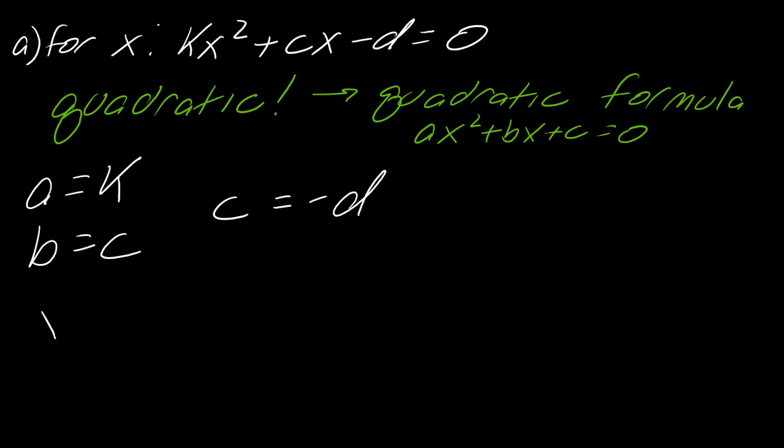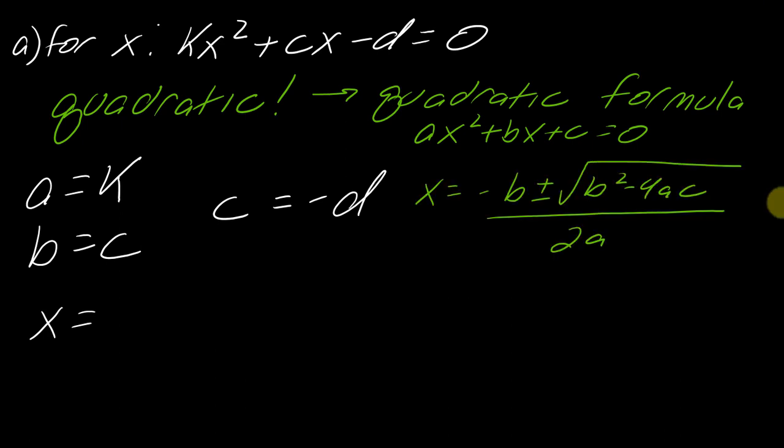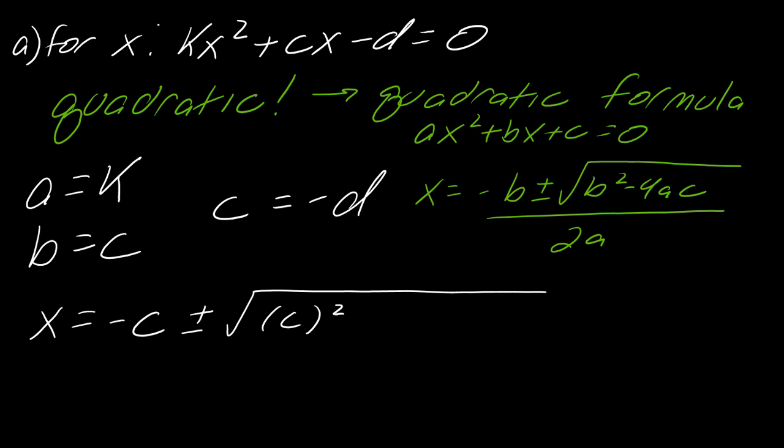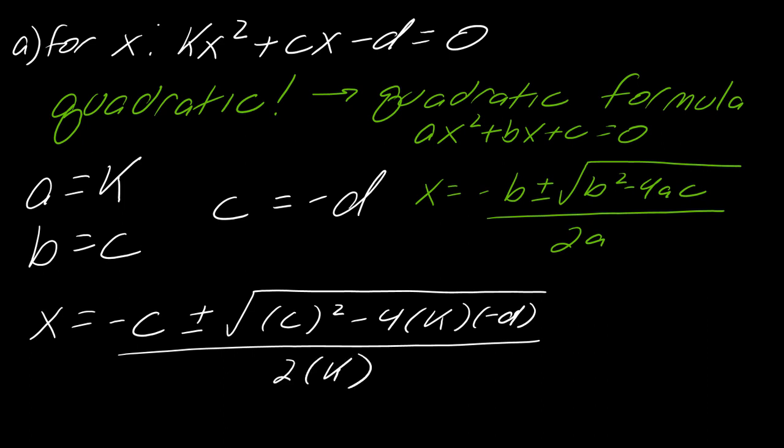But now I can just plug in my quadratic formula. So my quadratic formula, maybe I'll just write it off on the side here. Here's my quadratic formula that I'm just going to follow, but instead of A, B, and C, I'm going to use the letters that I've picked out. So this will become negative c plus or minus the square root of c squared minus 4, and then let's see, times k times negative d, all of this over 2 times k.